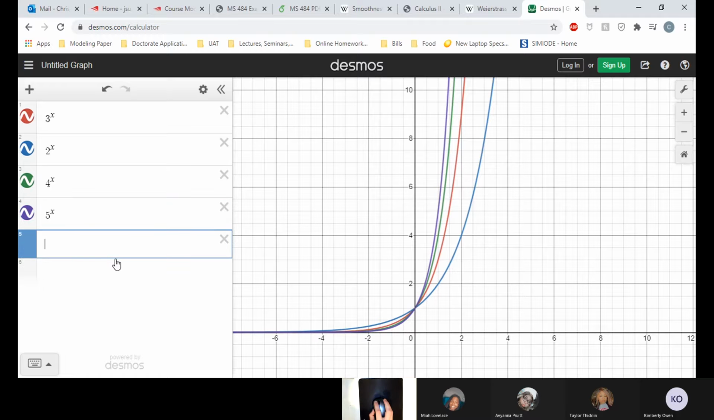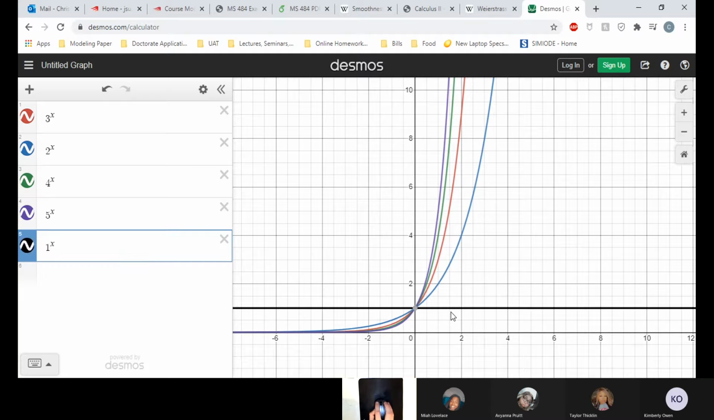And just in case you're curious, what does the 1 to the x function look like? Why don't we consider that? Well, there it is. 1 to the x, right? We're not allowed to consider that as an exponential function because look at how it grows.